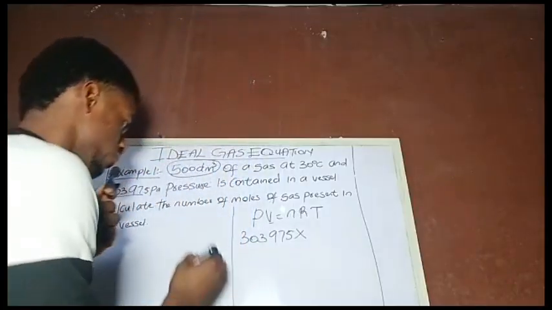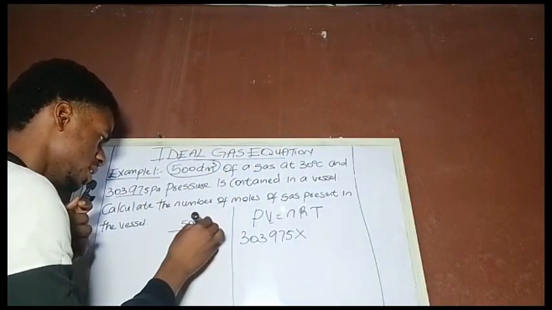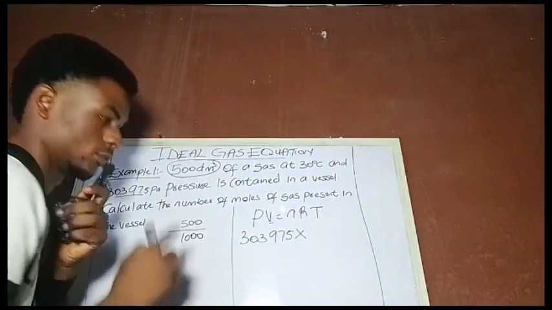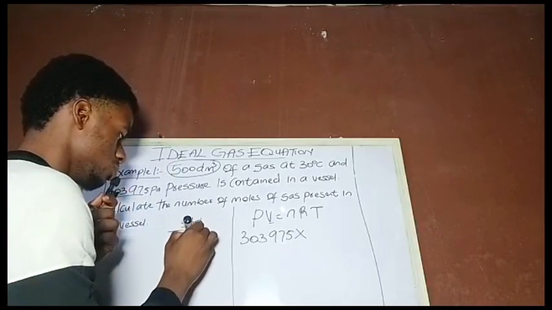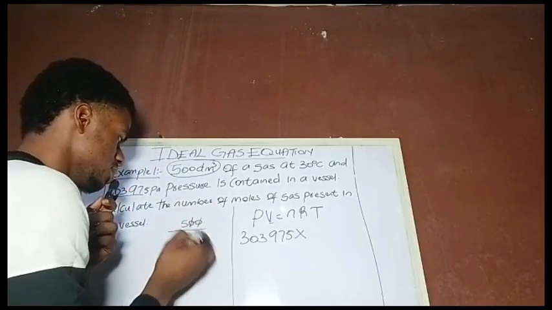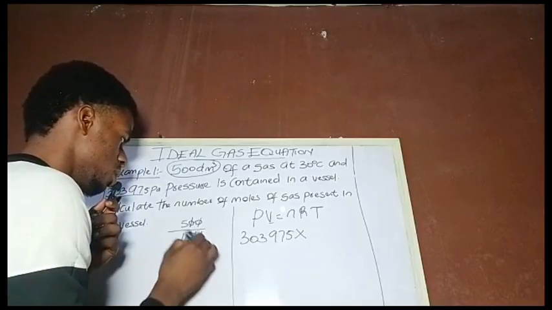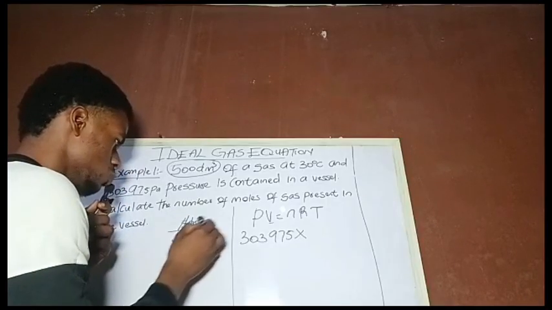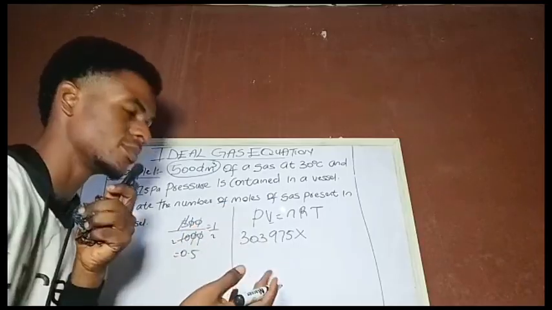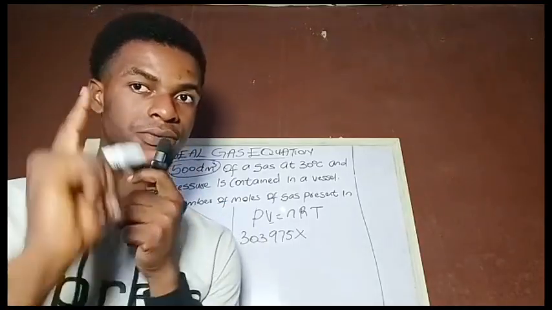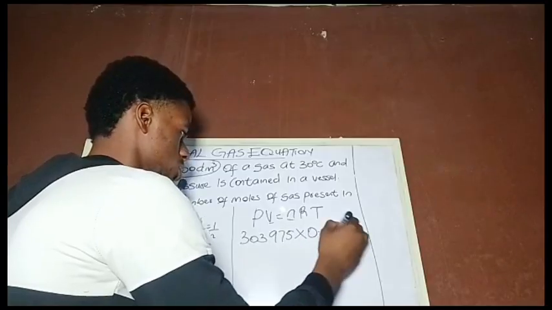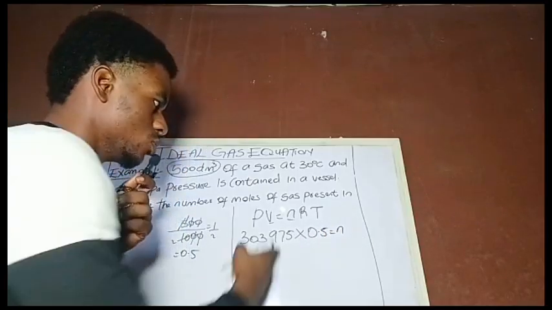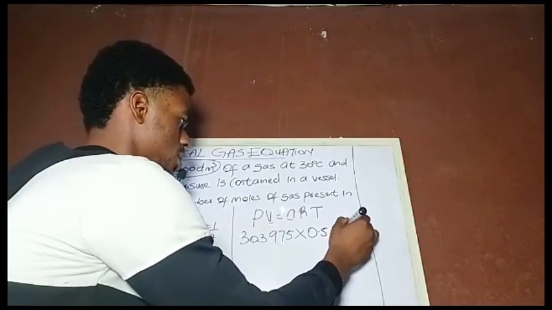How do we convert 500 dm cube to meter cube? 500 divided by 1000. Are you with me now? Zero cancels zero, zero cancels zero. 5 divided by 10 is the same thing as 0.5. 1 over 2 is the same thing as 0.5. So 0.5 equals n, because they asked us to get the number of moles, times R.